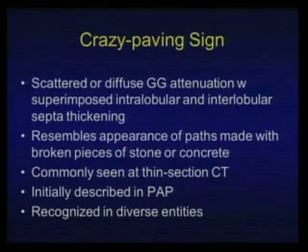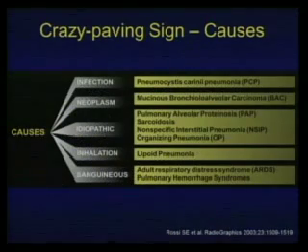Crazy-paving pattern is the combination of two different things: thickening of the interstitium, the interlobular and the intralobular interstitium, and also you will see ground glass opacity. And because of that, you have a particular appearance that mimics crazy paving, and for that reason it's called a crazy-paving pattern. This was described to be specific of PAP, alveolar proteinosis, but that is not true because you can see it in many other diseases.